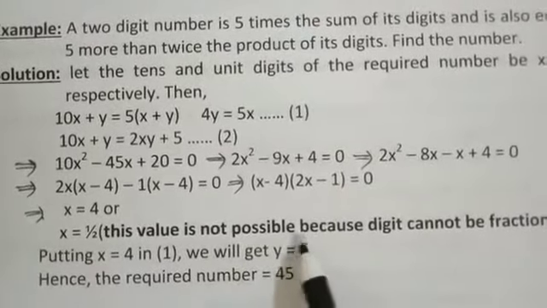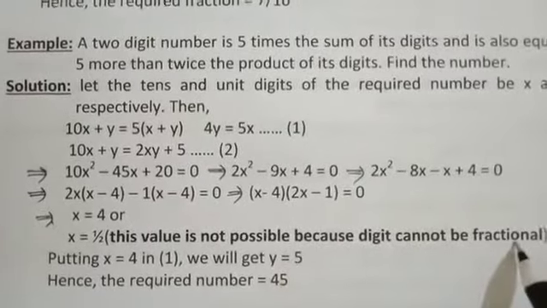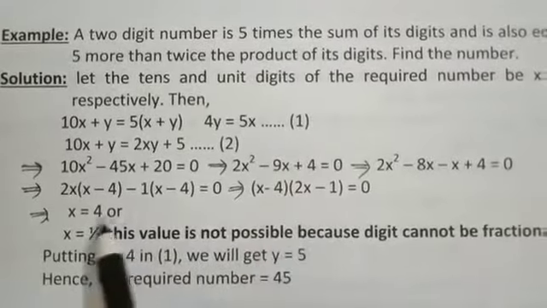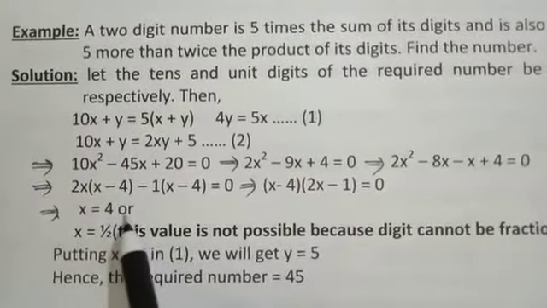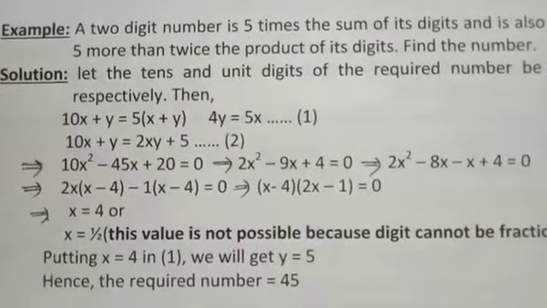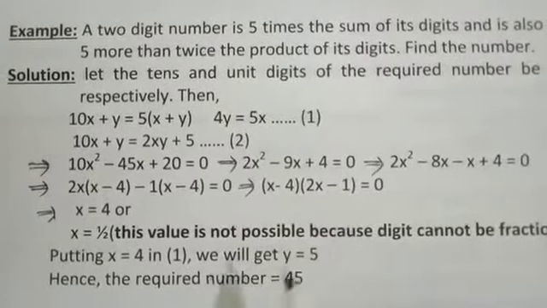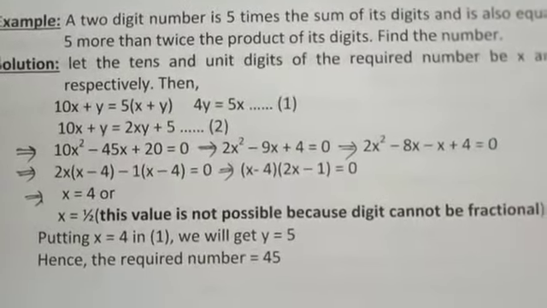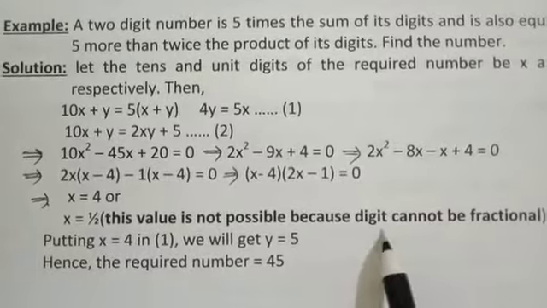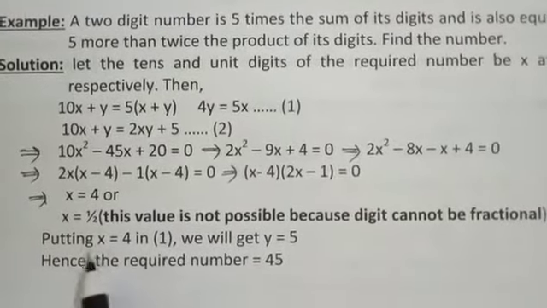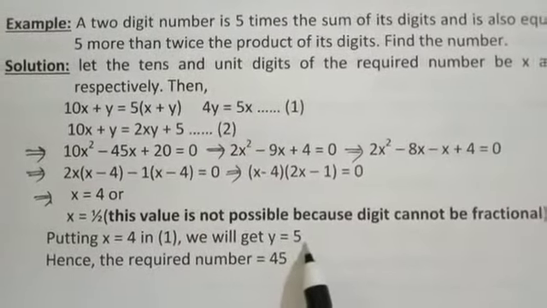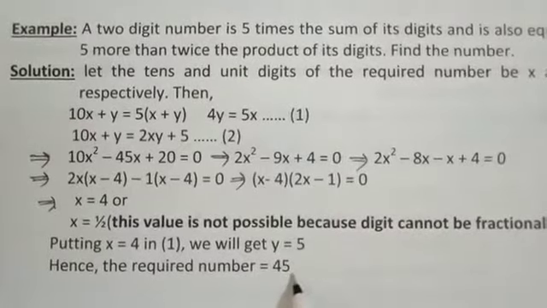But this value is not possible because digits cannot be fractions. So as you look here, again we have got two values of x, but this value was applicable, while this value was not applicable. So in word problems, there may be a possibility that once you get two values of x, one may not be applicable to the given condition. Here x equal to 1 by 2 was not applicable because digits cannot be fractions. So when we put the value of x as 4 in the first equation, we will get y as 5, and thus the required number will be 45.